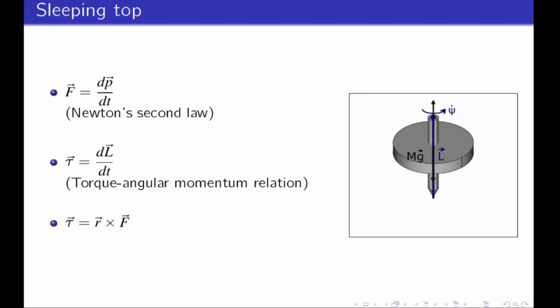In the sleeping top case, the gravitational force points directly downward and it passes through the fixed point, which means that r is equal to 0. Then torque will be equal to 0. And from the torque-angular momentum relation, one can say that angular momentum is constant. This is valid for the ideal cases. However, in real cases, there will always be dissipative effects and the angular momentum will decay.